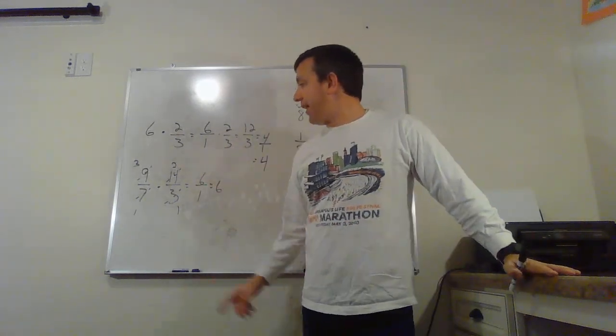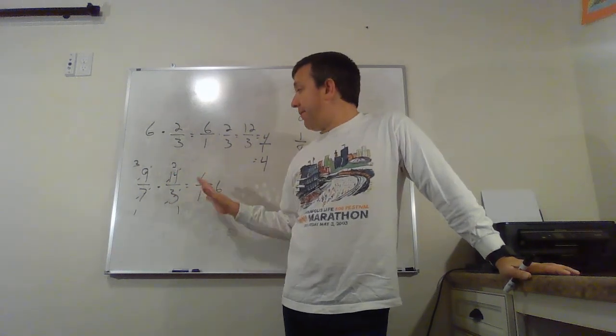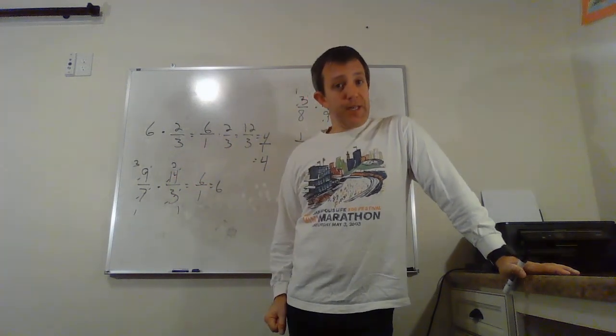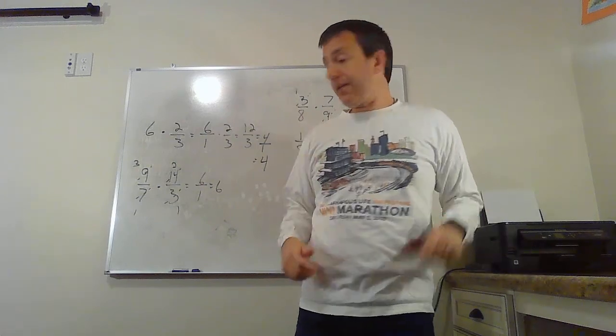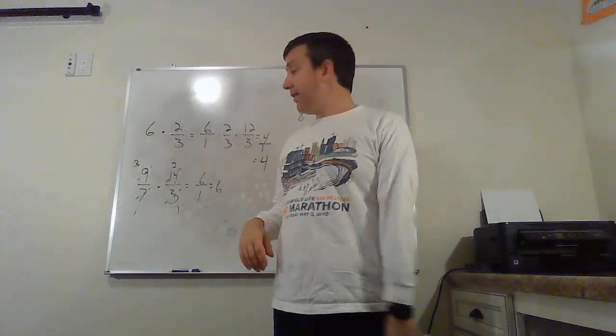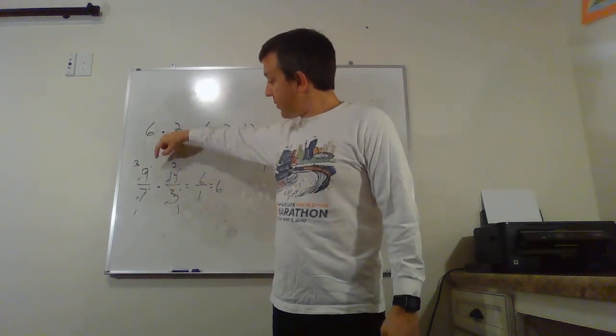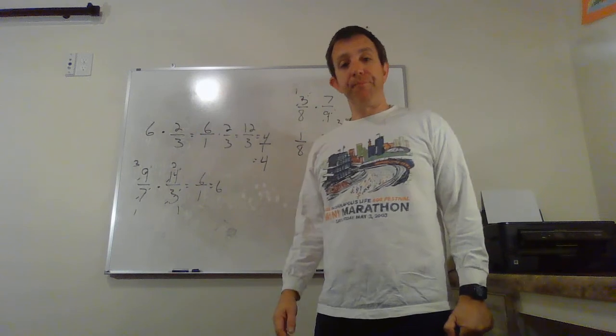For my second one, I have 9/7 times 14 over 3. This time I noticed there's a lot of reducing that I was able to do. I did two different things. First, I said, hey, 3 and 9 are both divisible by 3, so I divided them both by 3. You can see I put a 1 down here. 3 divided by 3 is 1. 9 divided by 3 was 3.